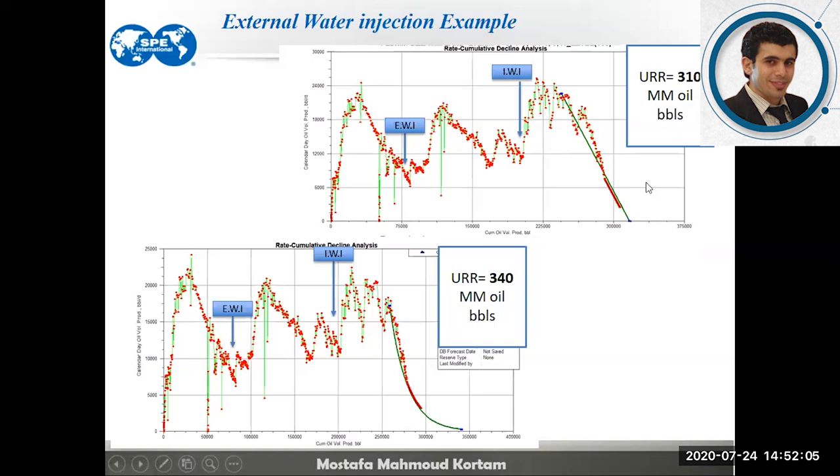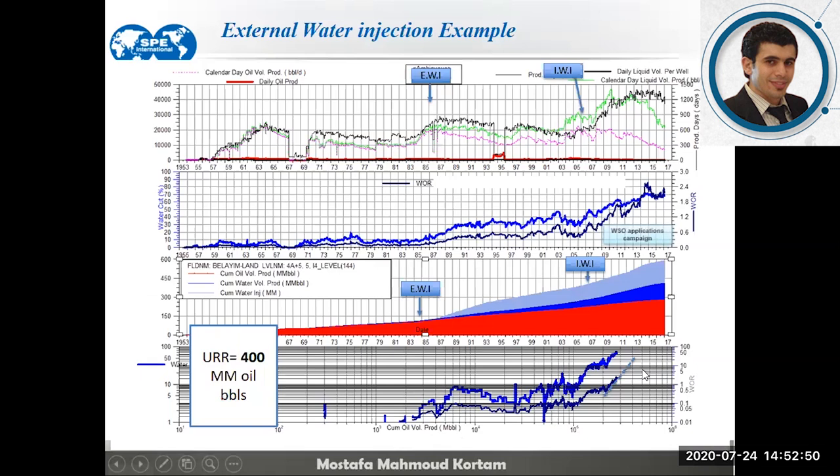Now, to get a perception of the incremental gain, consider the decline curve analysis utilizing the Arps model. That curve is the daily production rate versus the cumulative produced oil, on a Cartesian scale. That one represents the exponential decline scheme, and that one represents the harmonic decline scheme. With the harmonic we got about 340, while with the exponential decline we got 310. But compared with the 400, there is still a wide difference and a major contrast in the results.